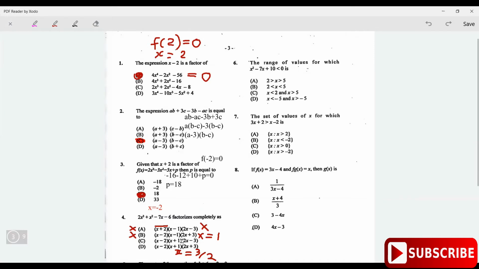2 times 1.5 cubed plus 1.5 squared minus 7 times 1.5 minus 6. And so 1.5 doesn't work, and so it has to be option D. Option D, that's the answer. That's when you factorize it completely.